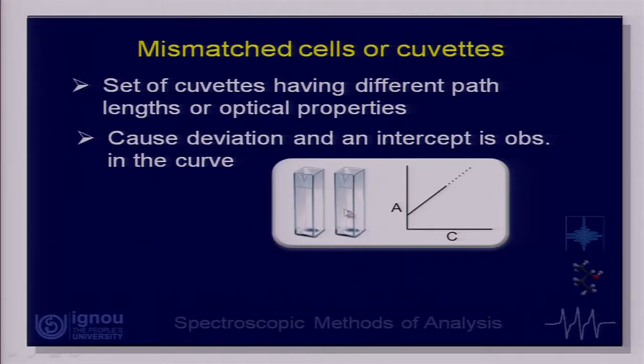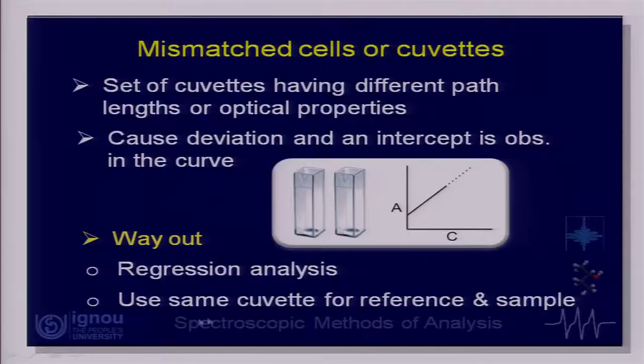If the cells are not matched properly, what you observe is that there could be some kind of intercept coming into the graph, because you remember that the Beer-Lambert law curve between A and C, the absorbance and concentration curve, must pass through 0. So, when you have cuvettes which are not matched, you may have an intercept here or maybe an intercept over there. So, this is yet another kind of deviation we observe because of the way we are conducting our experiment.